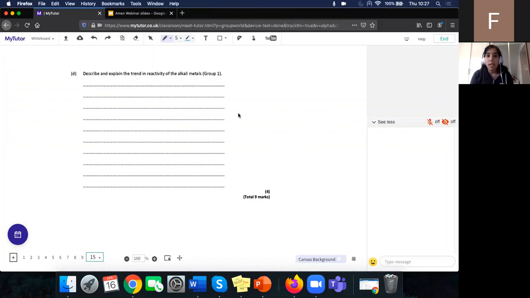Brilliant, so they get more reactive as we go down. Okay, so we've got 1 mark for saying that. Someone said less. Remember, that's halogens that get less reactive as you go down the group. The group 1 elements get more reactive as you go down the group. Well done, everyone. Why do they get more reactive? There's 2 reasons.